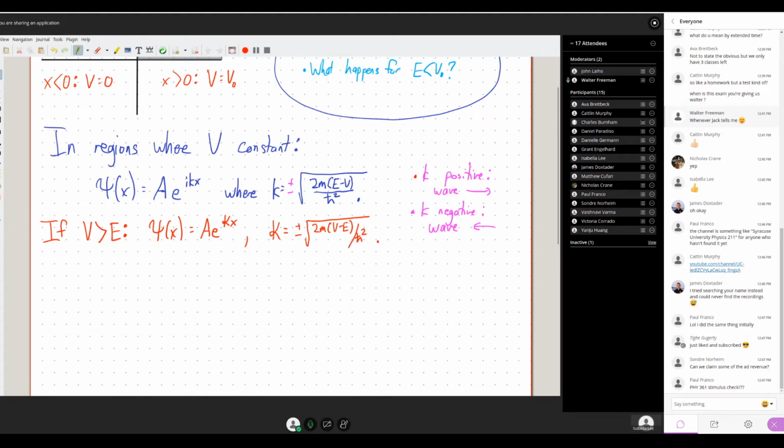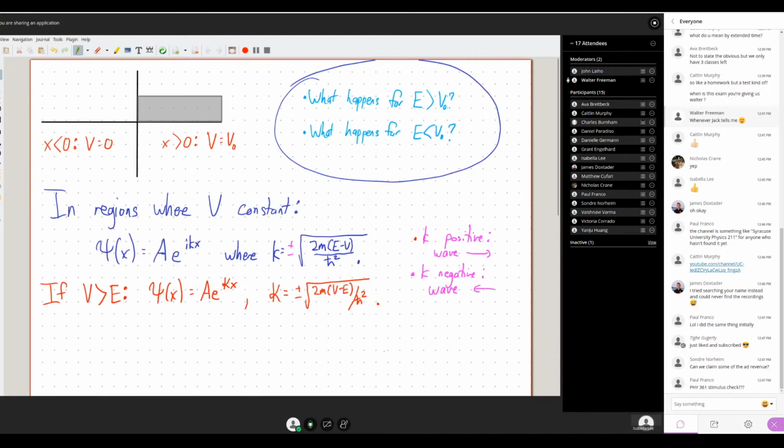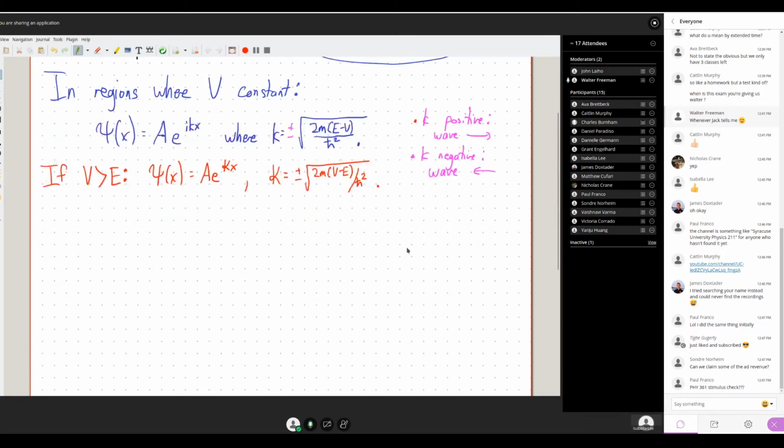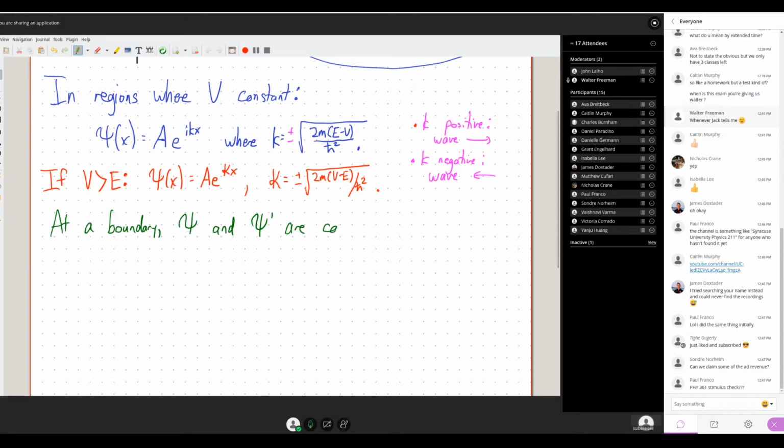where kappa is plus or minus the square root of 2m times V minus E, over h bar squared. So in regions where the potential is constant, a piecewise constant potential, this applies. The only solutions we can get are oscillatory things, so A e to the ikx means sines and cosines, and exponential growth and decay. We also have the continuity relations, right? At a boundary, we know that psi and psi prime are continuous.